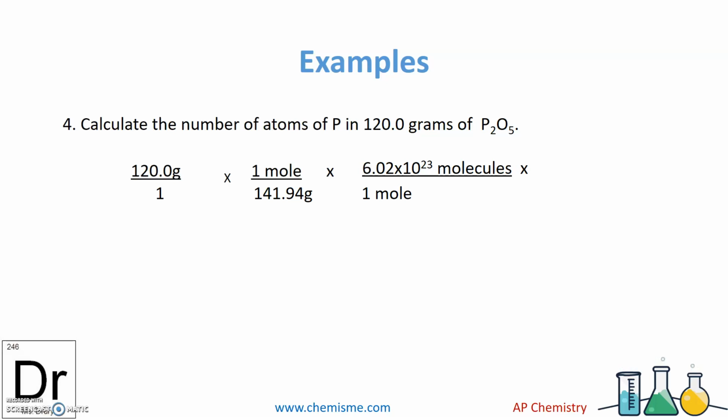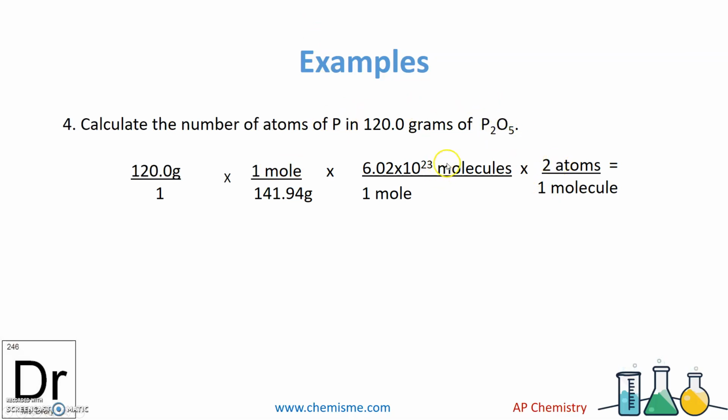So I, in my calculator, do 120 divided by 141.94 times 6.02 times 10 to the 23rd. And sorry, I forgot, we're going one more step. We don't want to know how many molecules there were. We want to know how many atoms there are. P2O5 is a molecule, so that's why I said a mole is equal to that many molecules. But 1 molecule P2O5 is actually equivalent to 2 atoms of phosphorus. Notice they only ask for phosphorus, and there are 2 of them in that chemical.